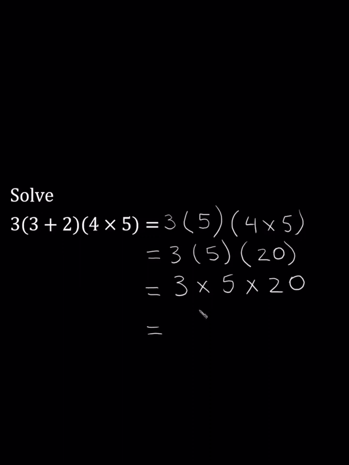Remembering that we're moving from left to right, we will first multiply 3 times 5, and that will give us 15, multiplied by 20. And we can do our final operation, 15 multiplied by 20, and that will give us an answer of 300. And that's it.